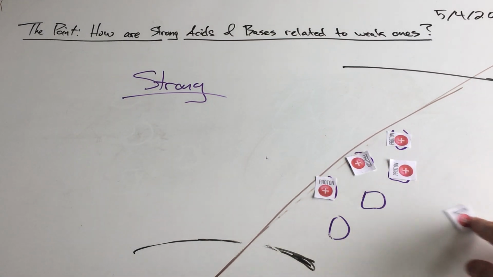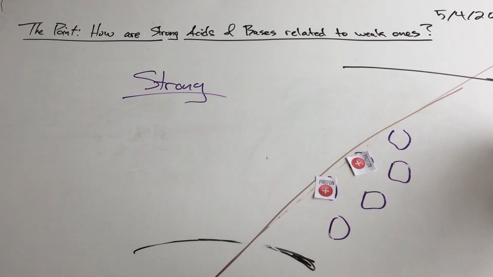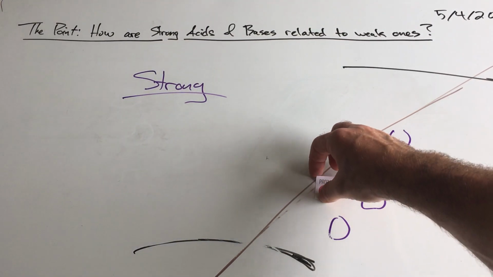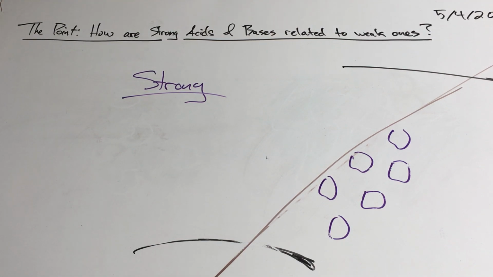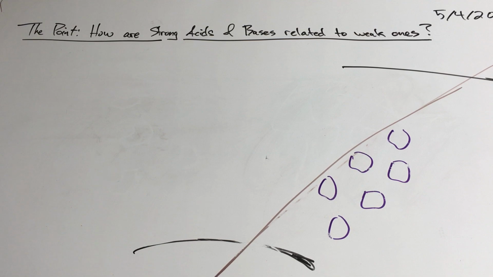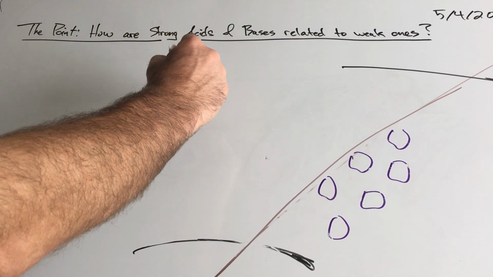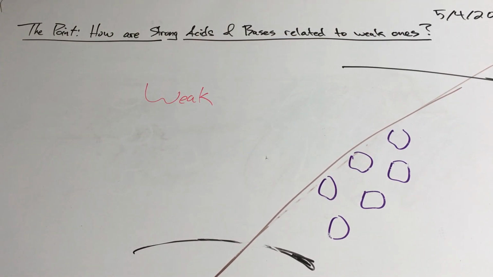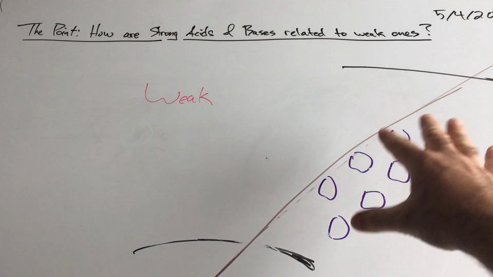If we reset, and instead of a strong one, again, let's not talk strong. Let's switch over to weak. A weak base is much like a weak acid, where it gets splashed on my arms.